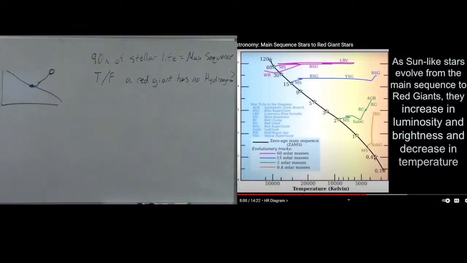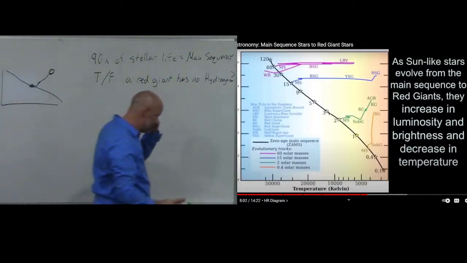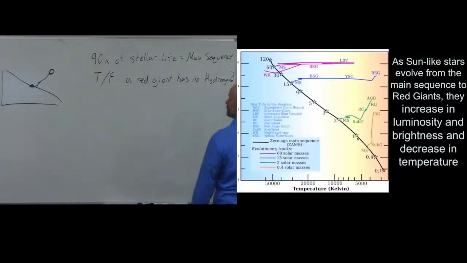Okay, that's its giant stage, that's its main sequence stage. This represents main sequence stars of different masses. Our sun would have a main sequence mass of 1 solar mass. There's a star of 2 solar masses, 5, 9, 30, and so on.